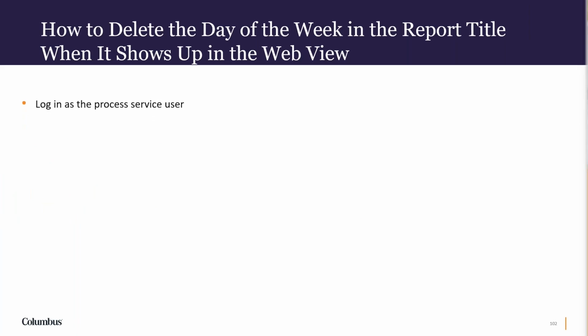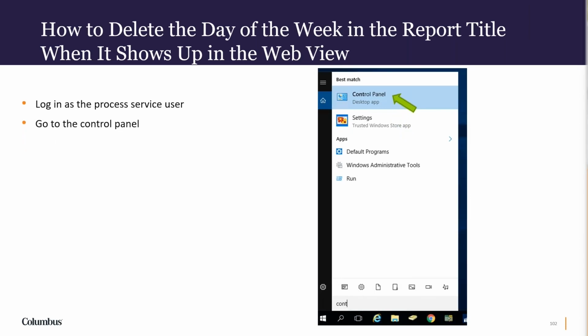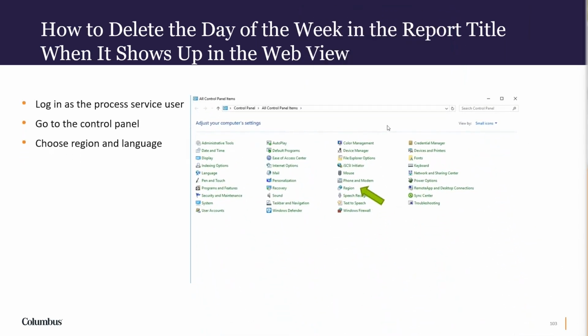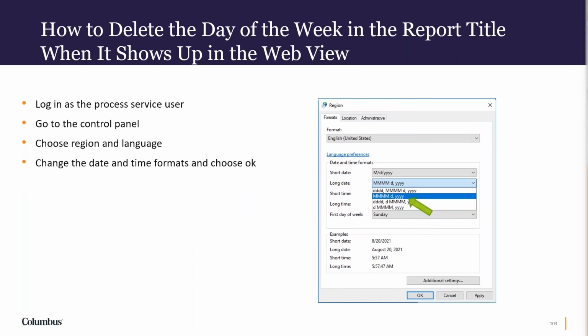So if you're using the web viewer, you want to log in as the process service user on the workstation that is actually running the MR configuration console. You're going to go to the control panel, and then you're going to click on region. From here, you can click on the drop down of the long date and choose the format you would rather have. The changes in the web viewer won't take effect until the MR Management Reporter services are restarted.